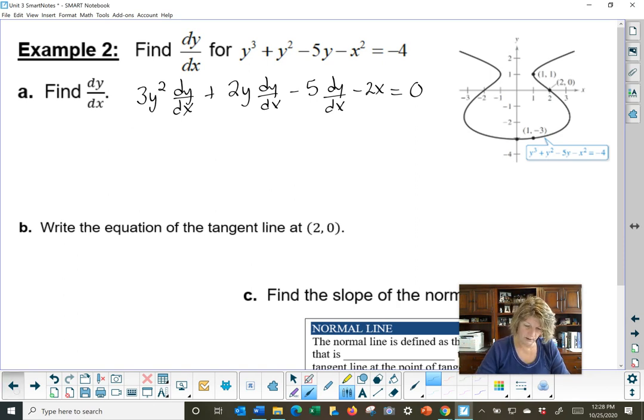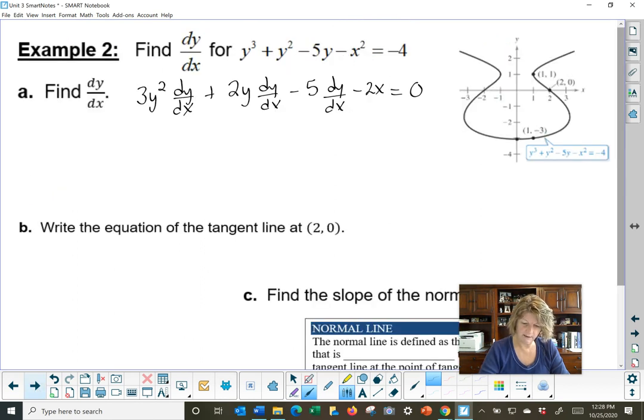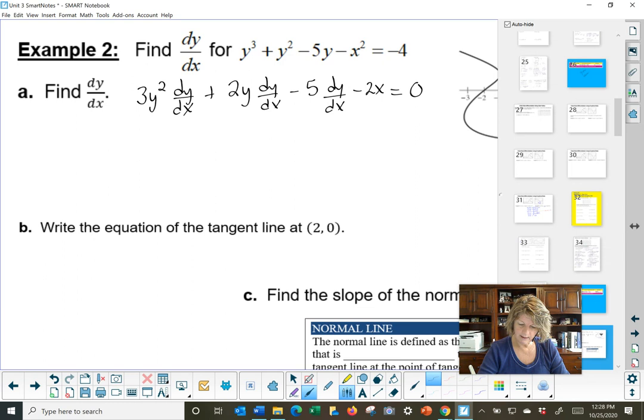Now, you know what? There should have been the rules. I might have skipped that page. Yeah, I don't see it.